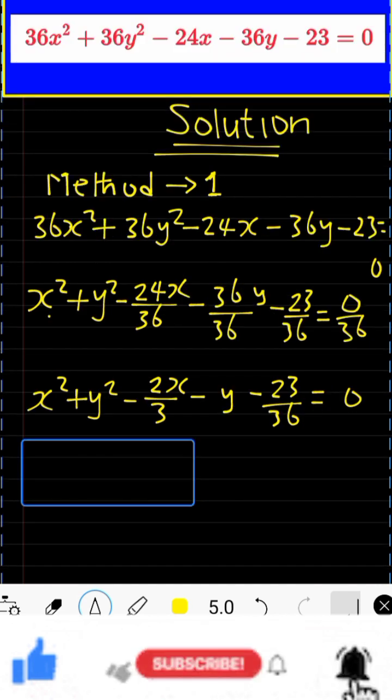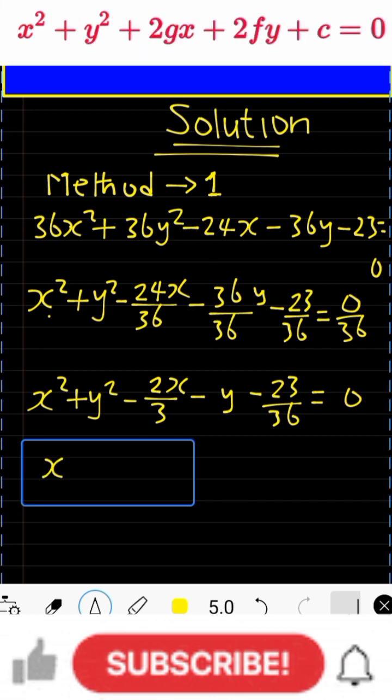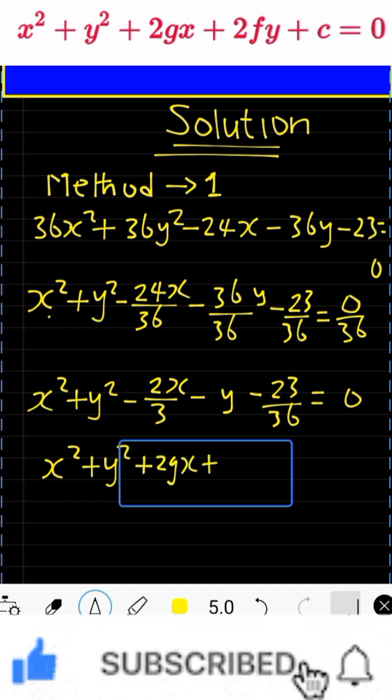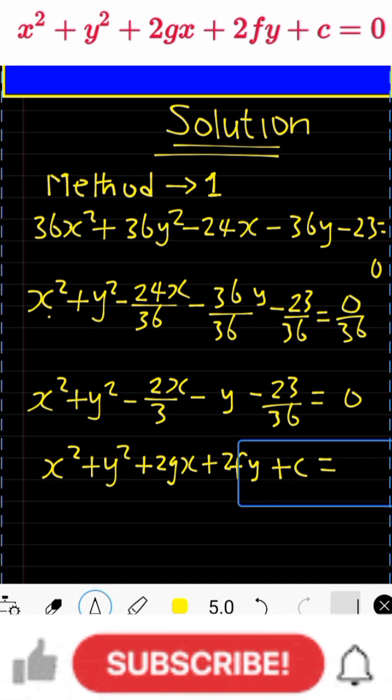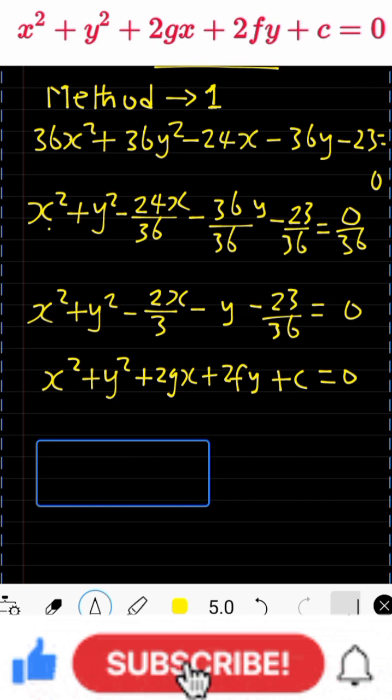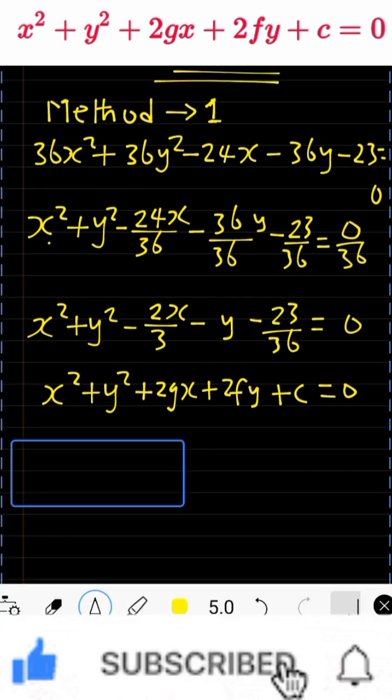Comparing this with the general form of a circle, we have x squared plus y squared plus 2gx plus 2fy plus c is equal to 0. This is the general form of equation of a circle. Okay, we can now compare the coefficient of x and the coefficient of y.